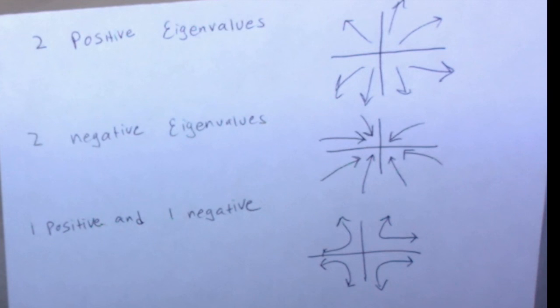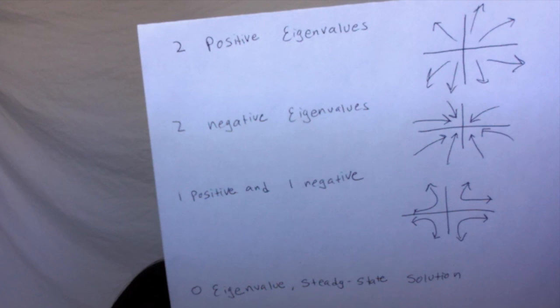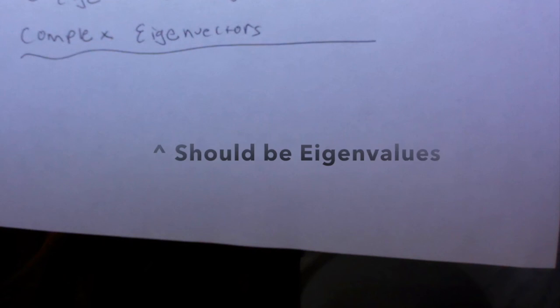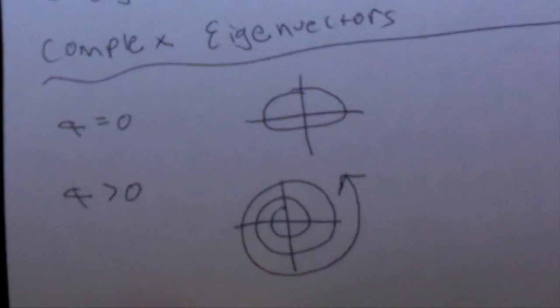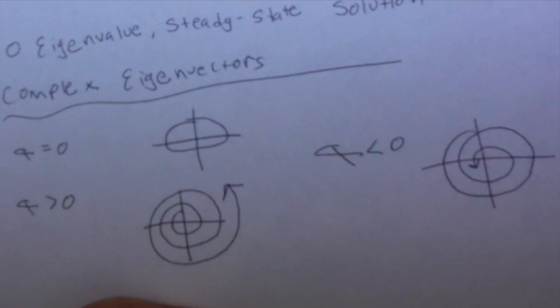A positive and negative eigenvalue indicate a saddle. A zero eigenvalue indicates a steady state solution. That means as time goes to infinity, the conditions of that eigenvector stand. Complex eigenvalues that have a real component alpha of 0 will have a phase diagram that looks like an ellipse. Complex eigenvalues that have a positive real component will have an outward spiral, while complex eigenvalues that have an alpha that is negative will have an inward spiral.